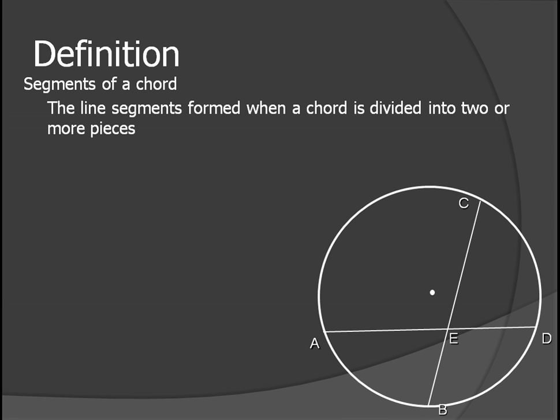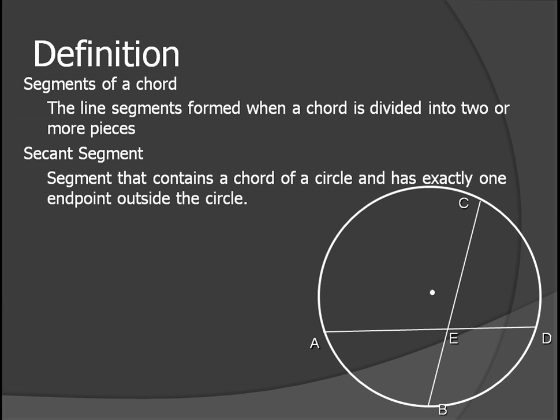The segments of a chord, to let you know, are these pieces. So if I think about chord AD, and then I think about chord CB, because E is this point of intersection, that actually means that there is a segment of the chord AD, and those segments are AE and ED.